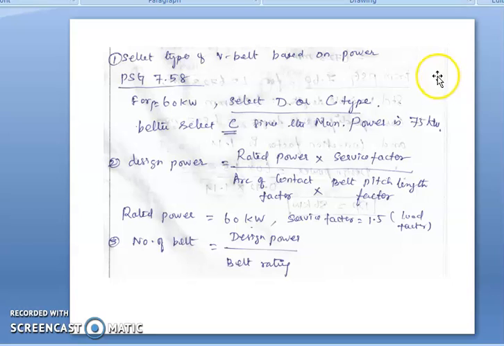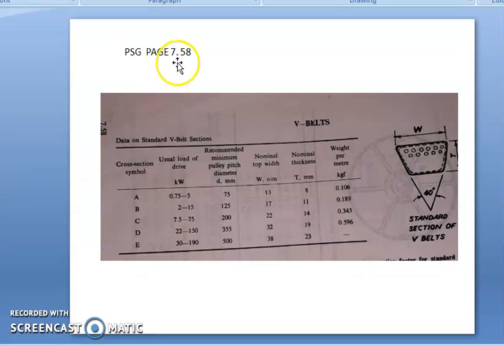Okay, let's solve the problem. First, select the type of V belt based on the power. Here the power is 60 kilowatt. So from page number 7.58, for 60 kilowatt we can choose C type of belt. It is applicable from 7.5 to 75 kilowatt, so we can straight away select the C type of belt.